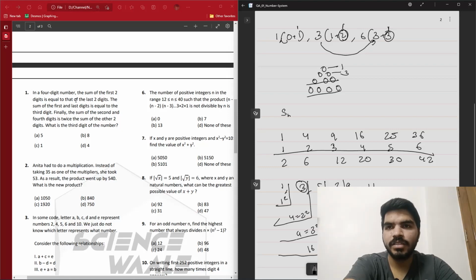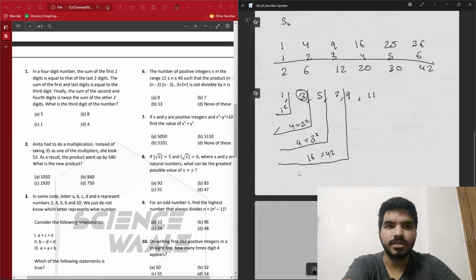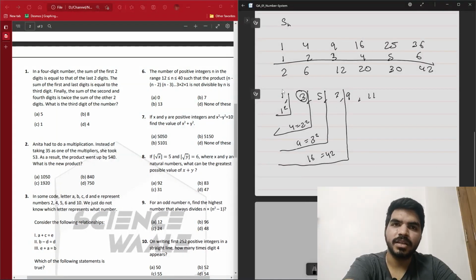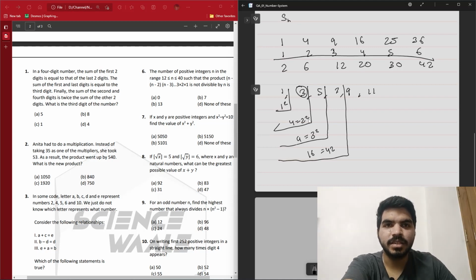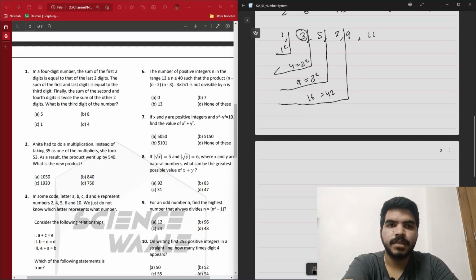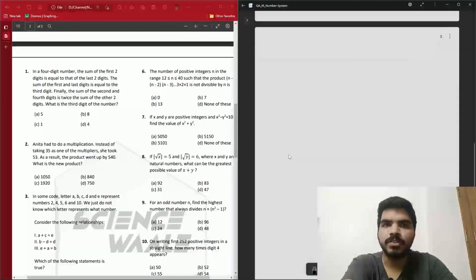In a 4-digit number, I will start with the questions. Sorry, again, this part won't be visible. Check it once again. This is the first one, 1 square, second one 2 square, third one 3 square, fourth one, I mean, we have to take the sum of whatever we are making. Now, first question.